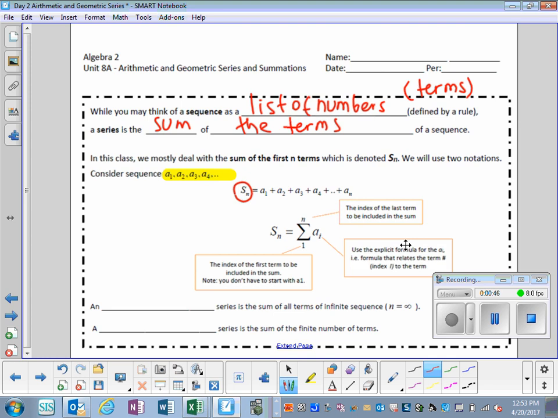The first notation is very easy. We just write out A1 plus A2 plus A3, and so on, until we get to the last term that we want to include in the sum. The second one is called summation notation.